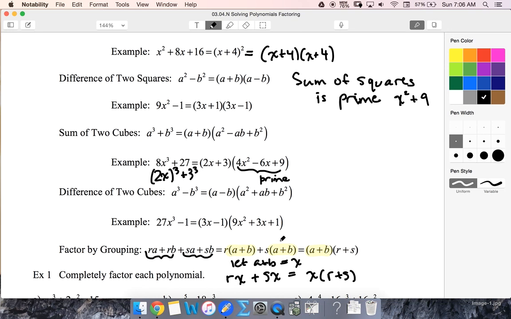So those are our types of factoring, and you should know these types of factoring. So sum of 2 cubes, difference of 2 cubes. You probably didn't know those before, but you might want to memorize them now.